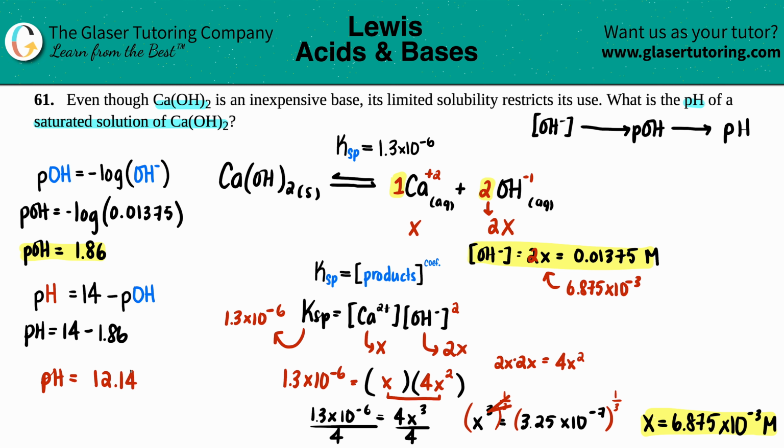And this answer checks out because this pH value is basic, right? Anything above 7 is basic. And calcium hydroxide, that's one of your 6 strong bases. So we should have a basic pH. So it kind of checks out.